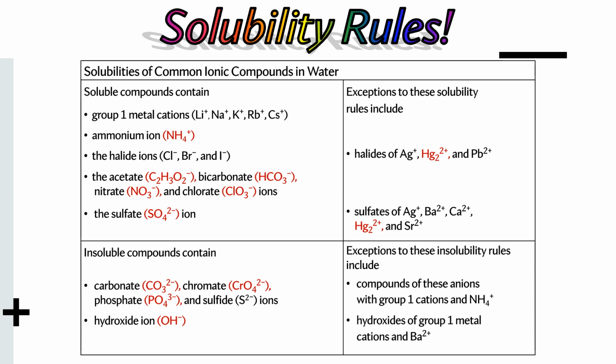For example, at the top, if we have chloride, bromide, or iodide ions, they are generally soluble. However, if coupled with silver, mercury, or lead, then they are no longer soluble. And then let's look at the bottom. We have carbonate, chromate, phosphate. They're generally insoluble in water unless they're coupled with barium or ammonium. Memorizing these will take you really far in chemistry, but at least learn to recognize them, especially the polyatomic ions.